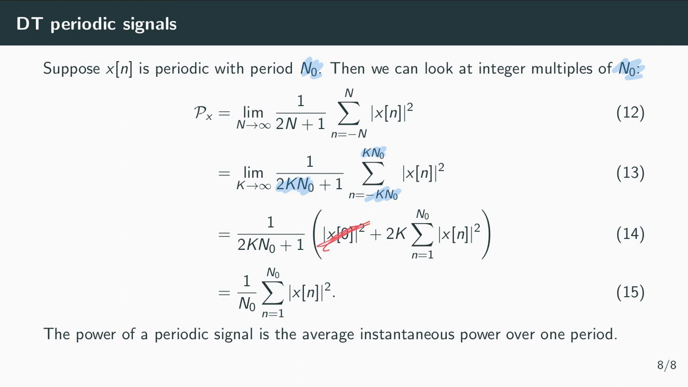So we're going to get this nice formula, which is that the power is again the average instantaneous power over one period, right? And here again, one period is n naught long, so we take any length n naught chunk of the signal x[n], and then we take the total energy in there and we divide by the length of that single period.